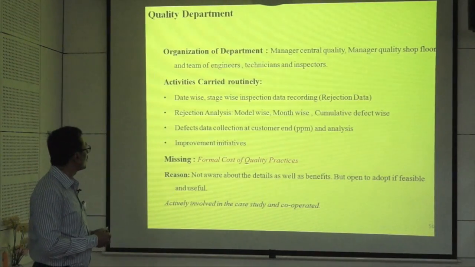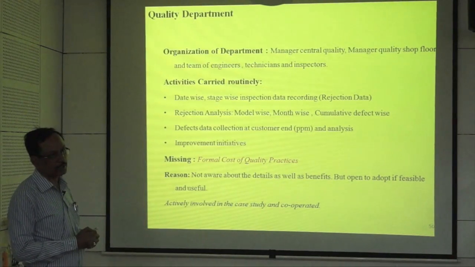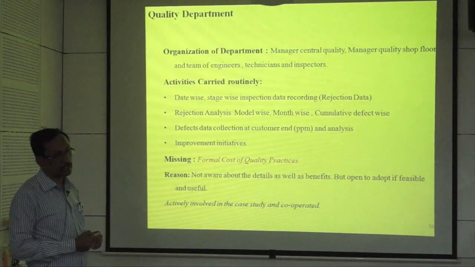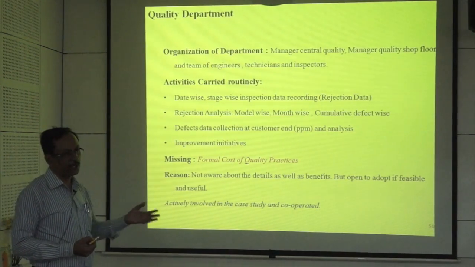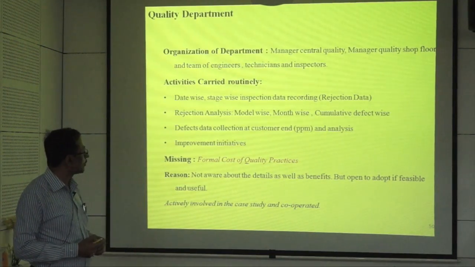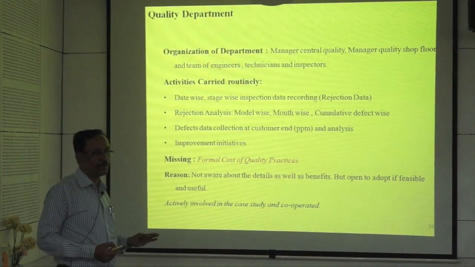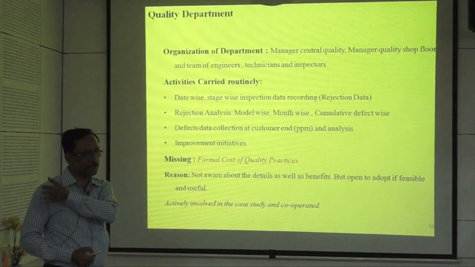Now these are the routine activities of the quality department. The rejection data collection and uploading to the ERP system. Rejection analysis, they go for exhaustive rejection analysis. Model wise, there are 17-18 models. Then defect wise, there are around 18 different defects they have identified. So for one model there are 18 defects that are possible in 3 stages.